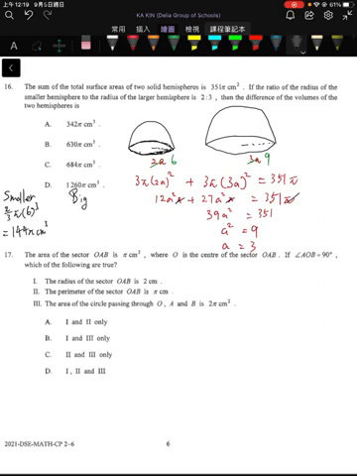And then how about the bigger one? The same formula will be applied: 2 over 3, and then pi, and then radius to the power 3. Again, after simplifying, we will know that the volume of the bigger hemisphere becomes 486 pi cm cubed.